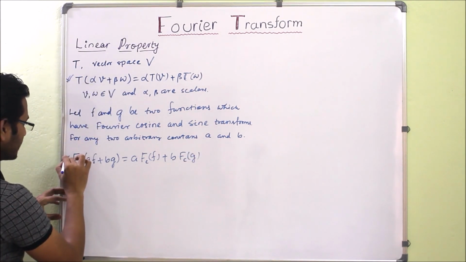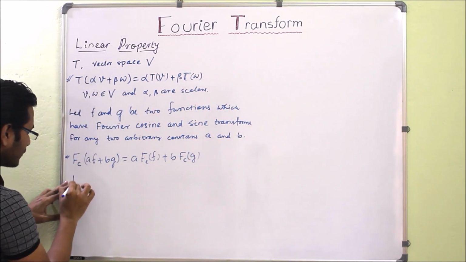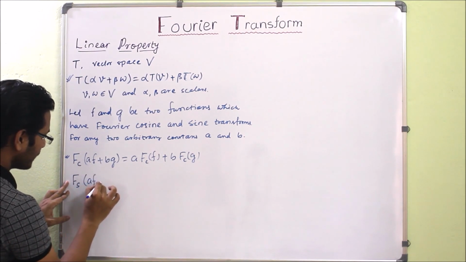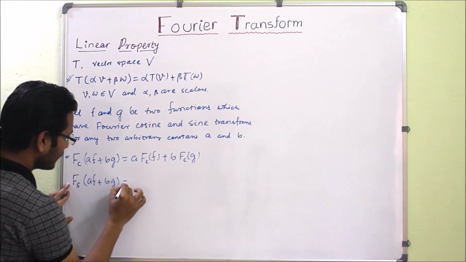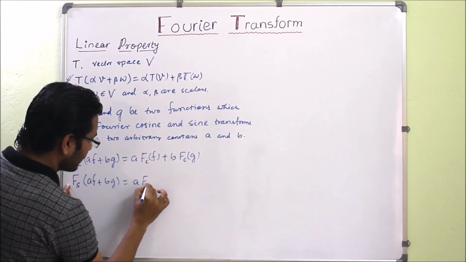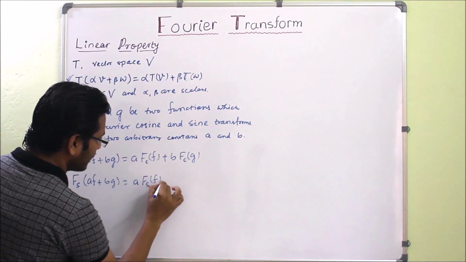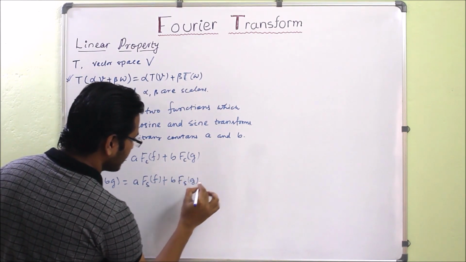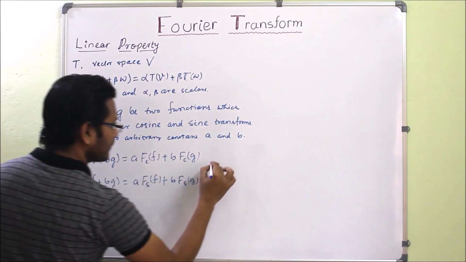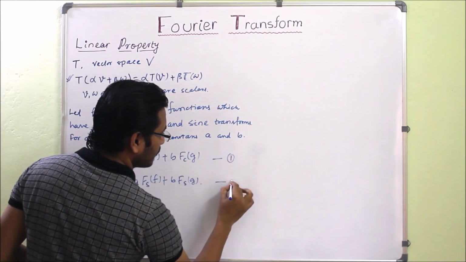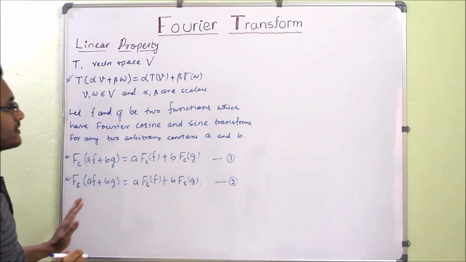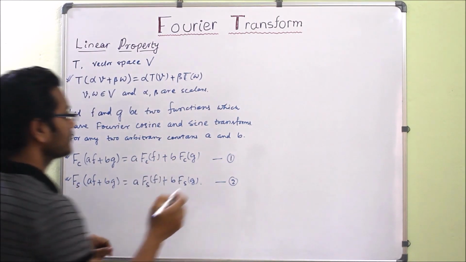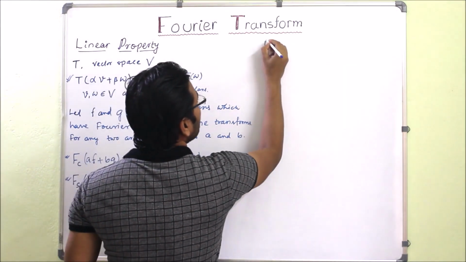Okay, this is one property. Next, for sine, what will happen? The Fourier sine transform of AF plus BG will be A times Fourier sine transform of F plus B times Fourier sine transform of G. So these are relations 1 and 2. Now we will prove how we get these relations. First we will prove the first one.